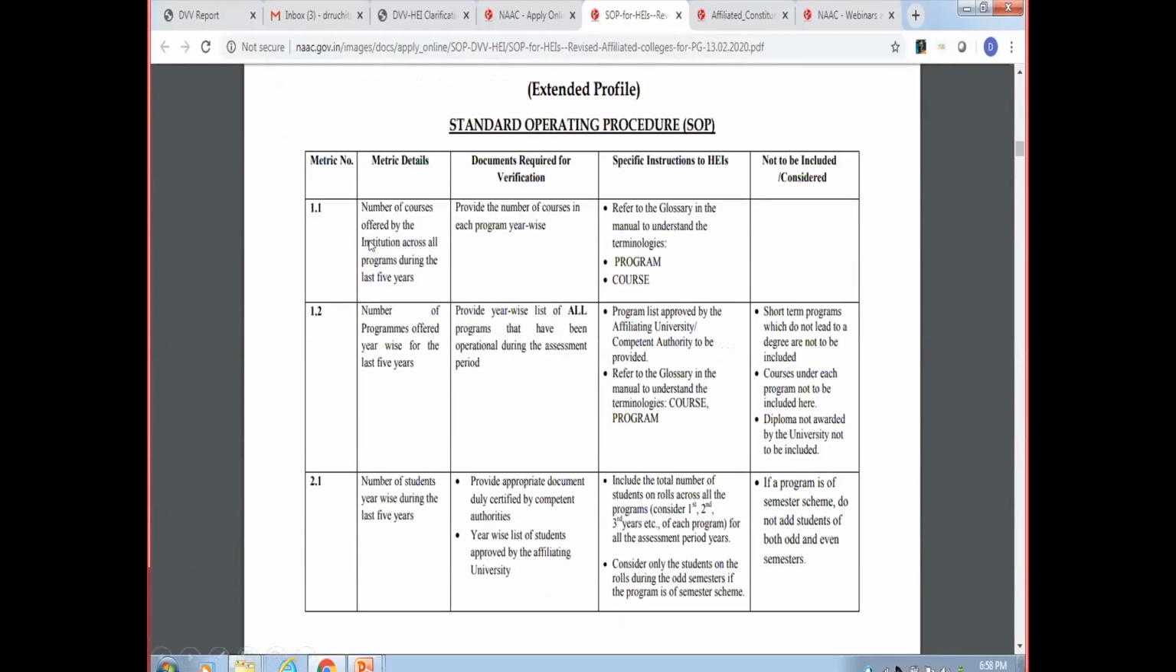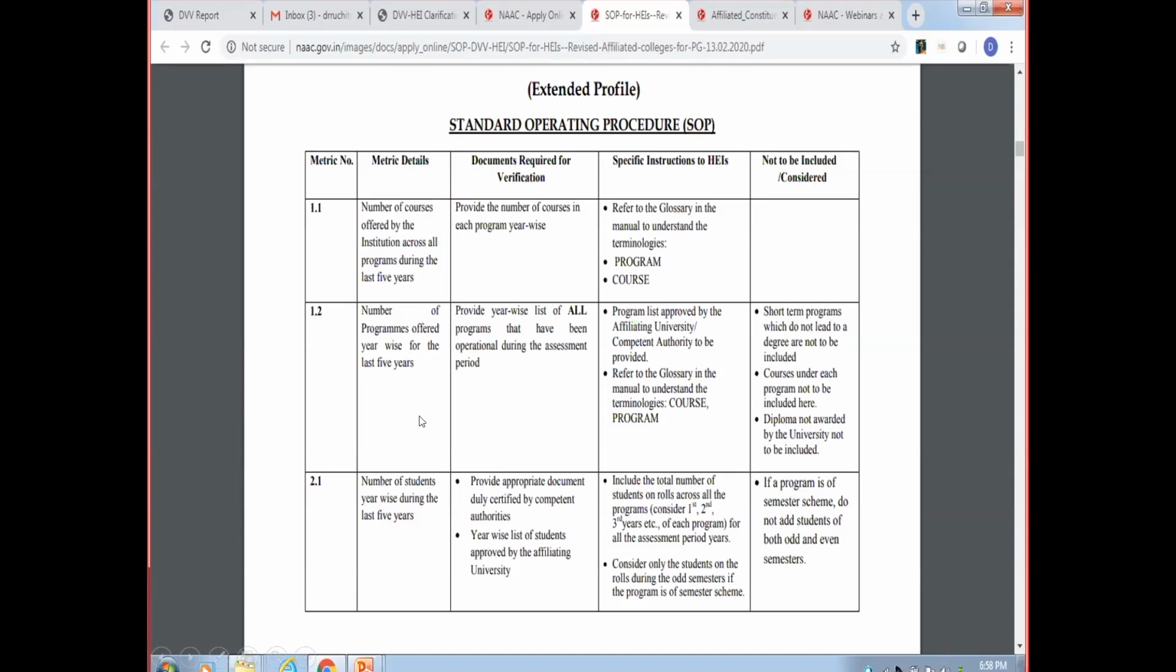The metric details: number of courses offered by the institution across all programs. So what documents are we asking for? Provide the number of courses in each program year-wise. Specific instruction: please refer to the glossary in the manual to understand the terminology of course and program. Same way for 1.2, the documents required for verification and instructions. And here is what is not to be included. Short-term programs which do not lead to a degree are not to be included. Courses under each program need not be included here.